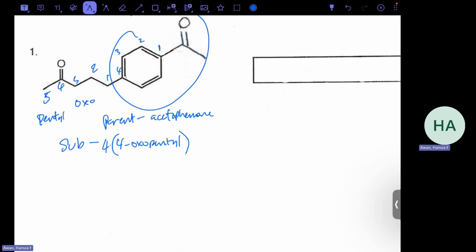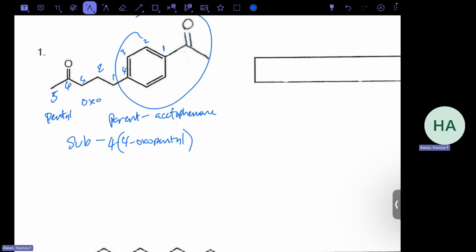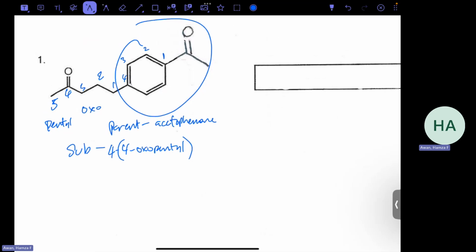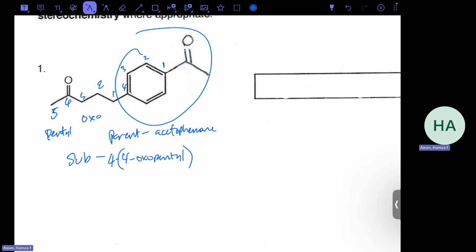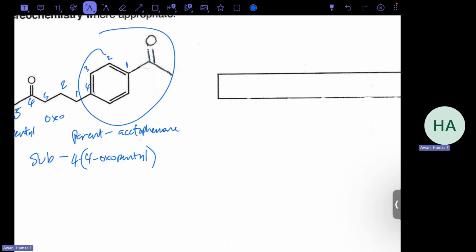We can also put para, like the P, but I think it's just easier to put the number. You get the full credit for just using the number as well. So now we have our substituent 4-oxopentyl, and then our parent chain acetophenone. We don't have any stereochemistry in this problem, so we're just gonna put it all together: 4-(4-oxopentyl)acetophenone.